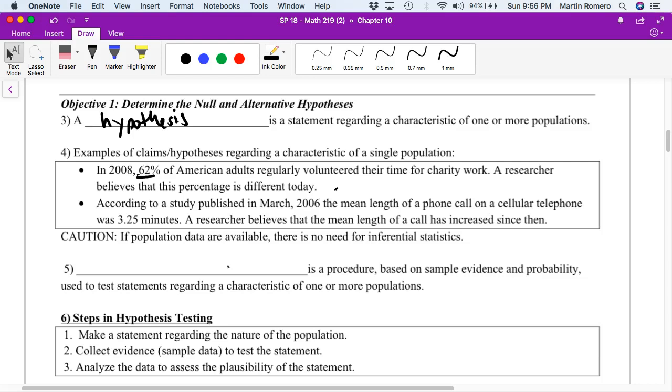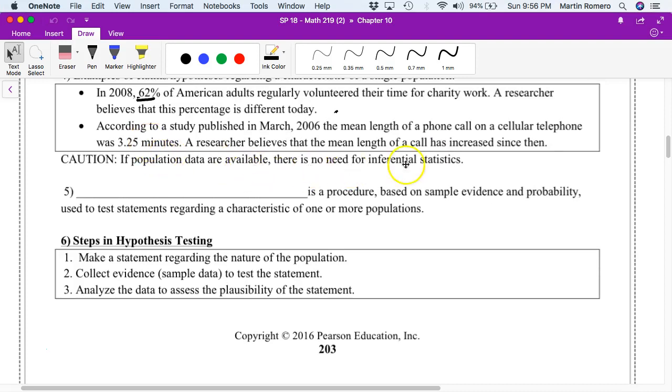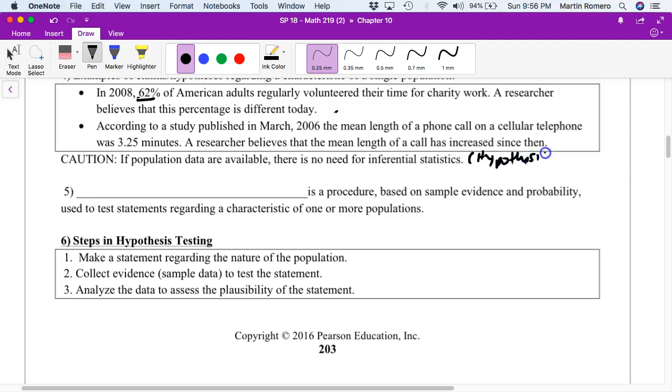Something to keep in mind as we develop our hypothesis testing is that if the population data is available, there is no need for inferential statistics, or in this case, no need for what we're going to call hypothesis testing. If you have the population data, then there is no need to test your hypothesis. You just use the data for your conclusion. And that leads to the term hypothesis testing. It is the procedure we're going to be using, based on sample evidence and probability, to test statements regarding the characteristics of one or more populations.